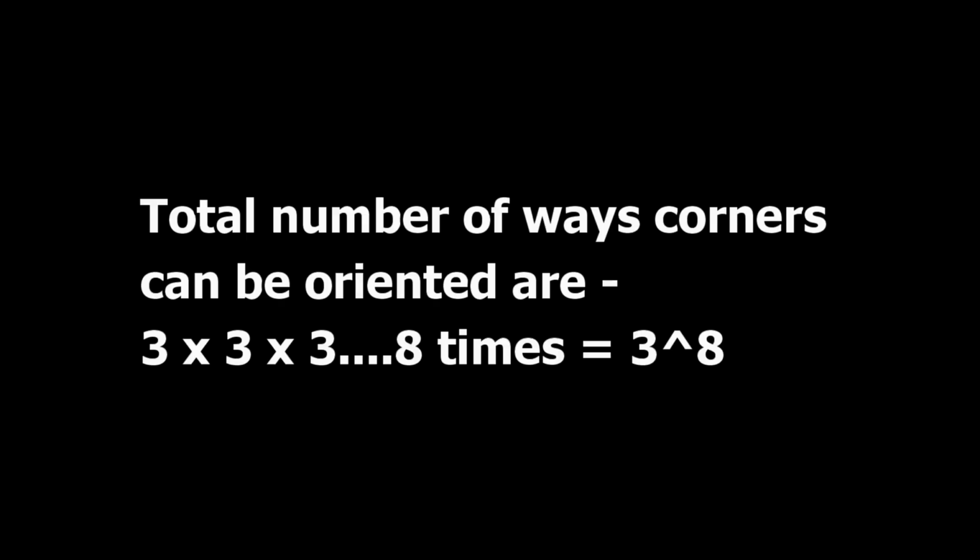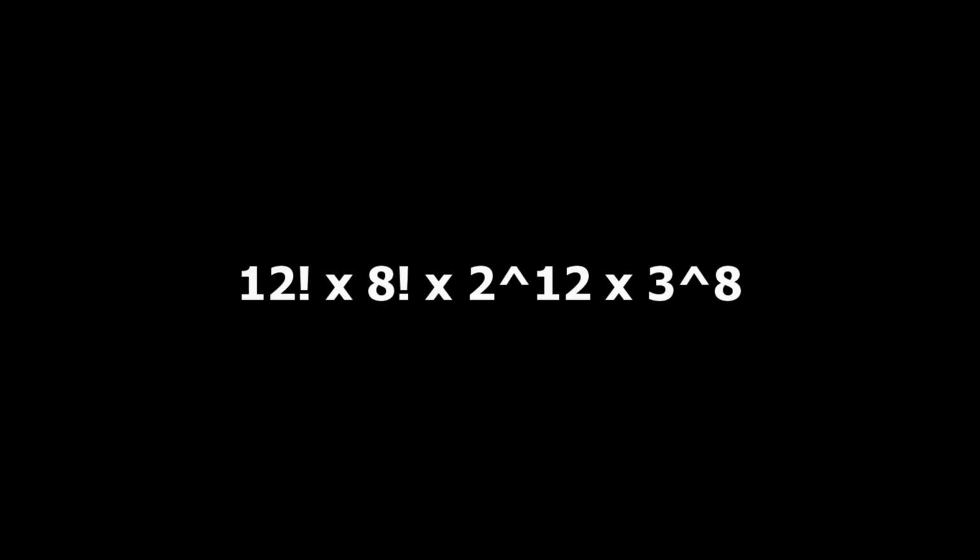In corners, the first corner can be twisted in 3 ways. The second corner can be twisted in 3 ways. The third can be twisted in 3 ways, and so on. So the total number of ways in which corners can be twisted is 3 times 3 times 3, all the way 8 times, since there are 8 corners. So we get 3 power 8. Now to get our number, we multiply all the values. We get 12 factorial times 8 factorial times 2 power 12 times 3 power 8.